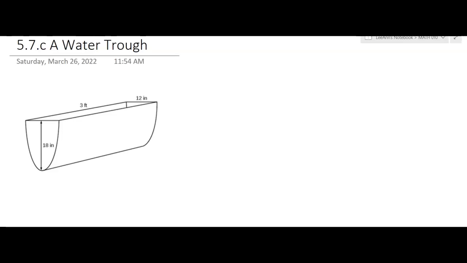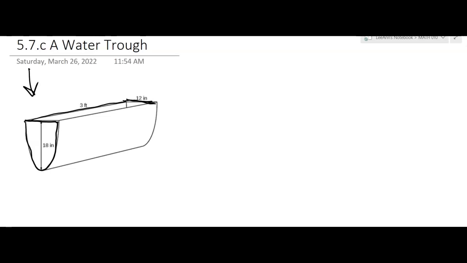So we're going to talk about this water trough problem. Pretend like you have this water trough that looks something like that. And we've got dimensions here. We know this length is 3 feet. We know the width up here at the top is 12 inches. And then we have this parabolic shape right here. Okay? So all those things are going to be important for what we want to do.